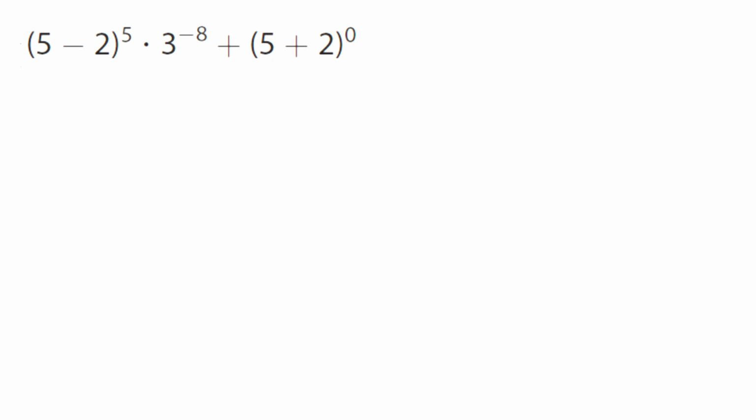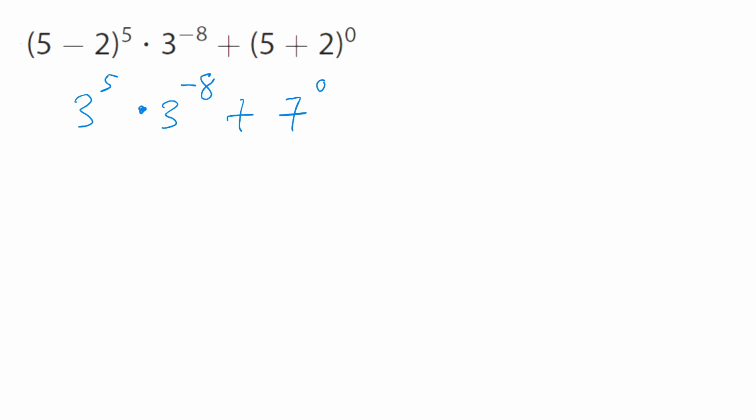PEMDAS, right? So what's 5 minus 2? That's gonna be 3, right? And then we have 3 raised to 5 times 3 raised to negative 8, plus, what's 5 plus 2? 7 raised to 0, right? So what's the next one after parenthesis? Exponents already, right? So let's go to our exponents. As you can see, we have here the 7 raised to 0.